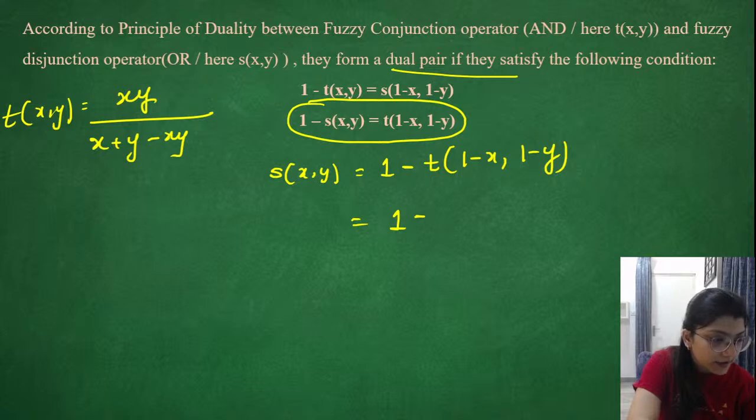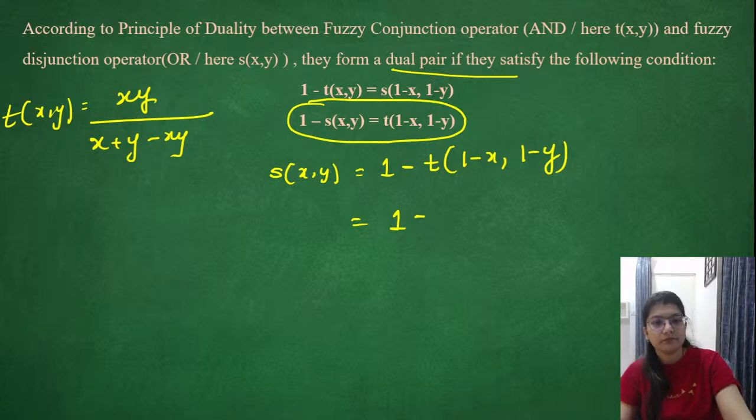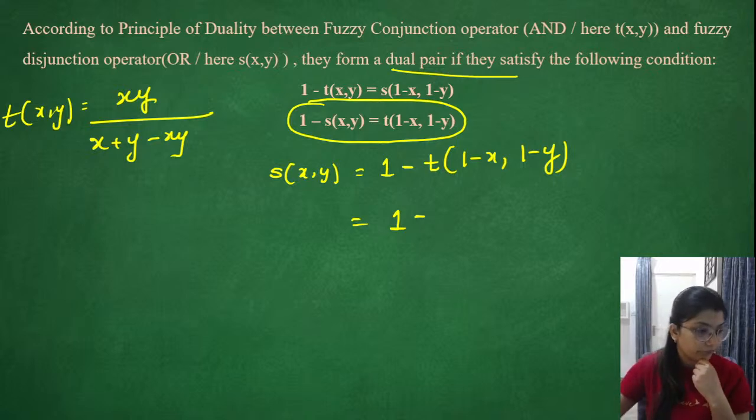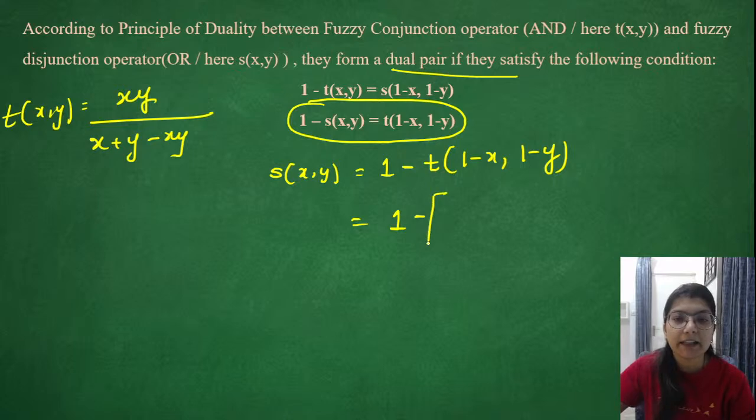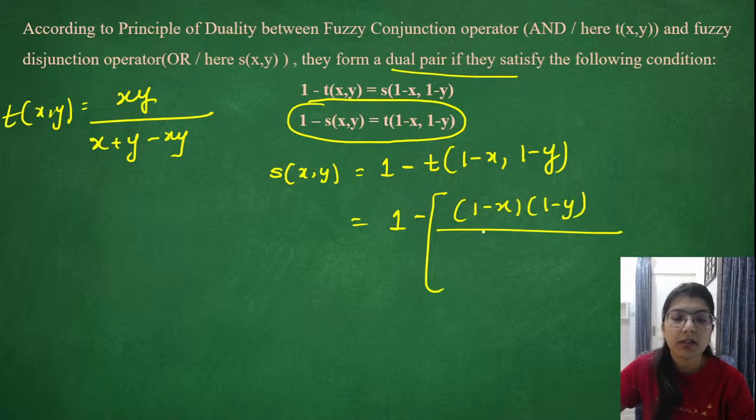So I hope now it's correct. Now it's fine. So now what we will do? Now we'll substitute the values over here. So it will be (1 minus x) multiplied by (1 minus y), whole upon (1 minus x) plus (1 minus y) minus (1 minus x)(1 minus y).